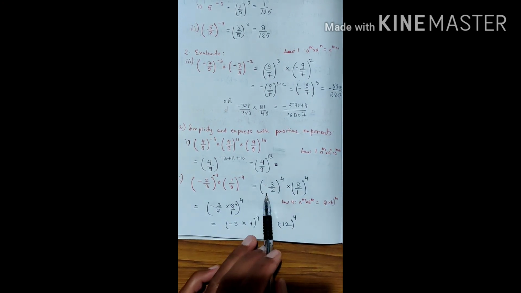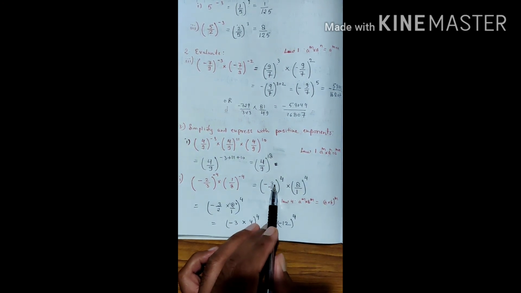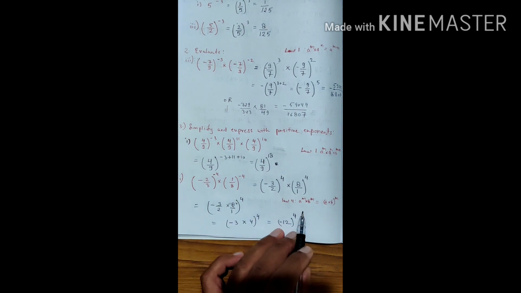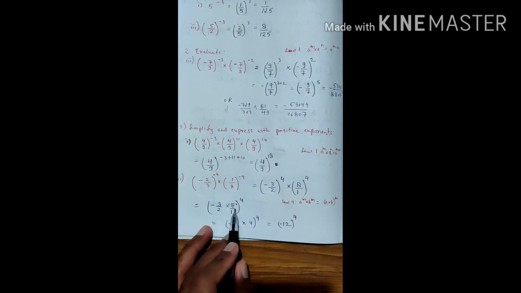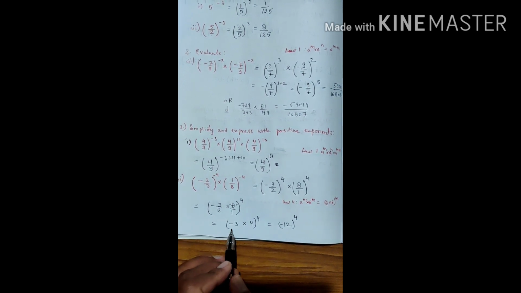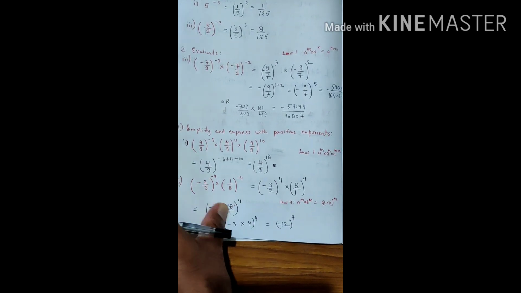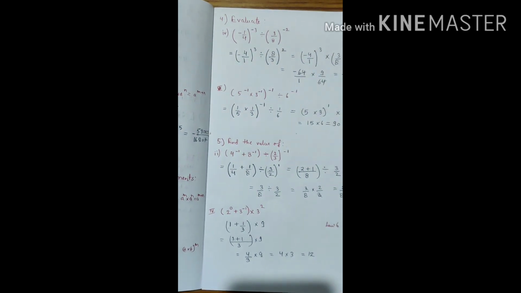We'll do the same thing here also. First of all we'll make the powers positive, so we'll take the reciprocal in both the cases. Now we'll multiply as the law says, and once you multiply and reduce the values, you will get minus 3 into 4 raised to the power of 4. Once you multiply this, you will get your answer minus 12 raised to the power of 4. Coming on to your question number 4 now.